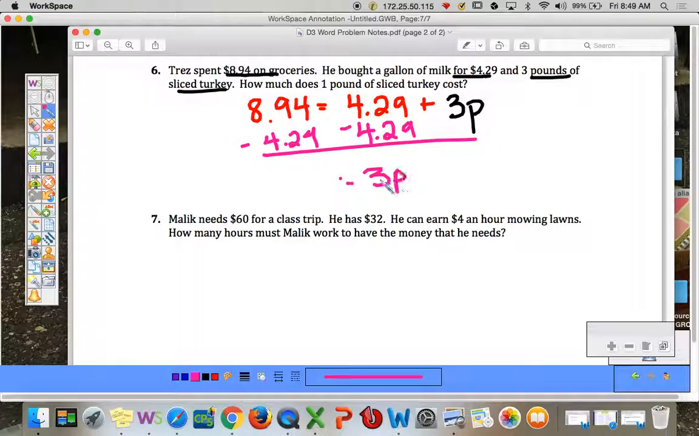We got 3P. We have $8.94 minus $4.29. So we have $4.65. And we'll divide this by 3. So each pound of turkey is $1.55.